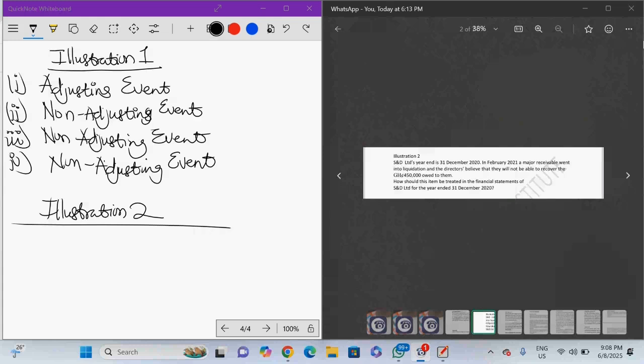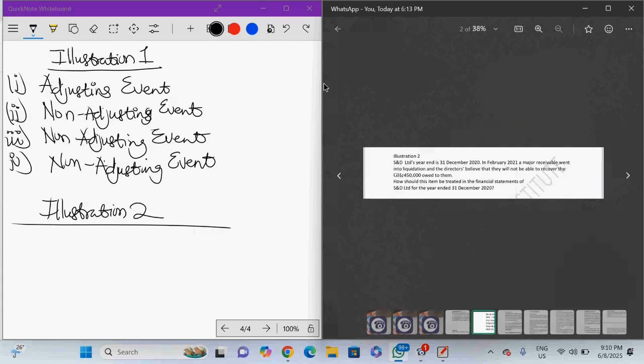So here, take note of the date. The date is 31st December 2020. Then in February 2021, a major receivable went into liquidation. Receivable is what? It's talking about trade receivables, right? And they went into liquidation, and the directors believe that they will not be able to recover the 450,000 owed to them. So it's a bad debt, right? So how should this be accounted for?